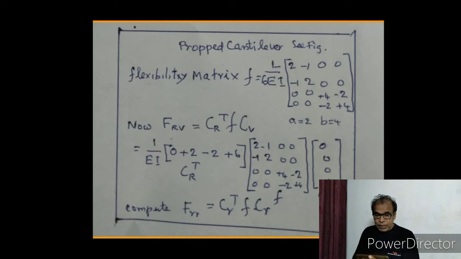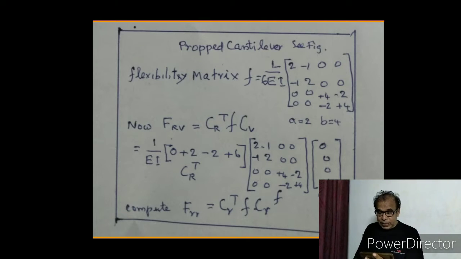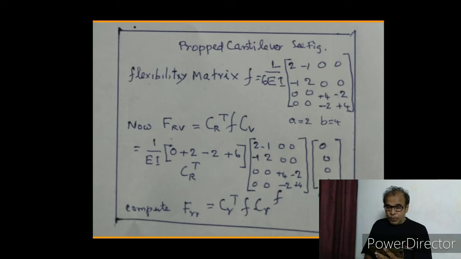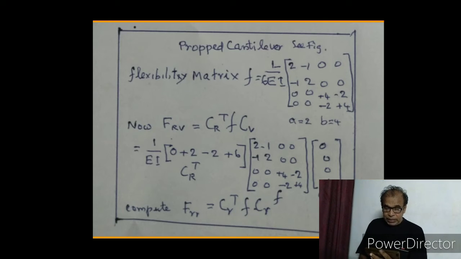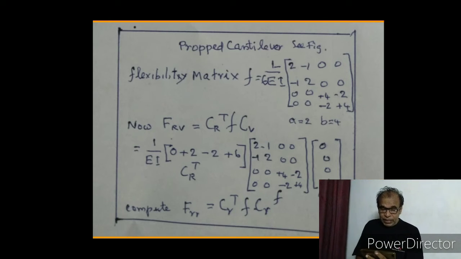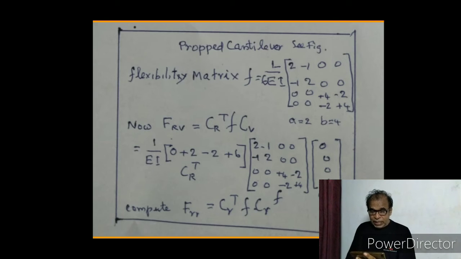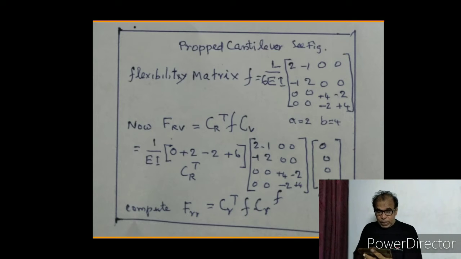Propped cantilever. As you know, in the earlier class we studied the flexibility matrix. F is equal to L by 6EI and a 4 by 4 matrix. We can find FRV. FRV is equal to CR transpose F CV. Compute FRR.